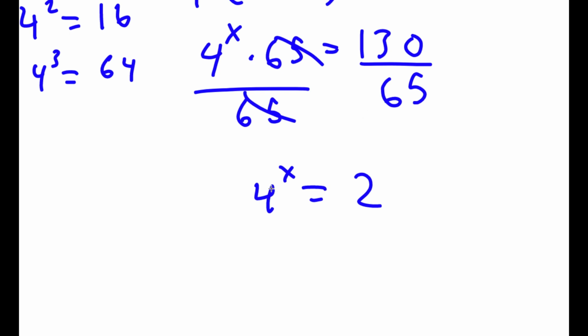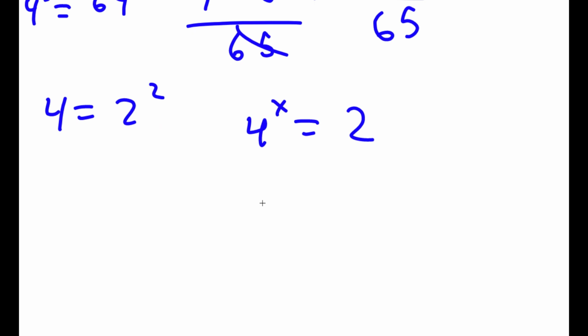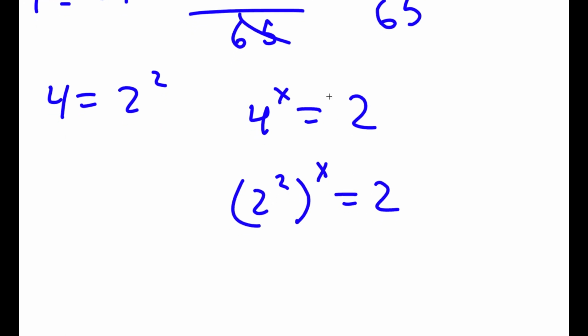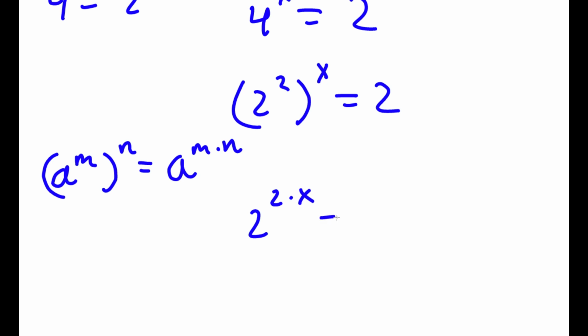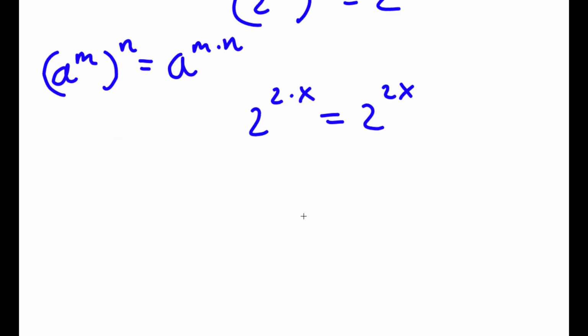Now, 4 here is the same thing as 2 squared. So if I replace 4 with 2 squared, I get (2^2)^x is equal to 2. Now, if I have something in the form (a^m)^n, this is equal to a^(m times n). So (2^2)^x is going to equal 2^(2 times x), which is equal to 2^(2x). So I have 2^(2x) is equal to 2.